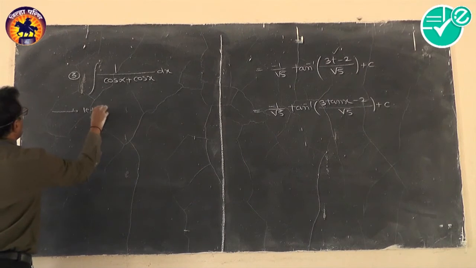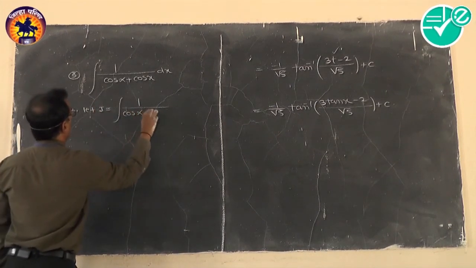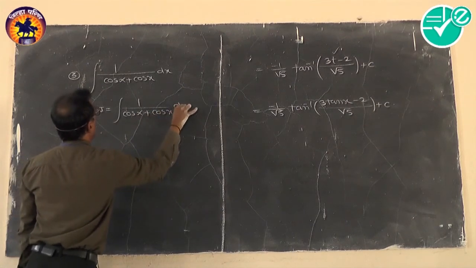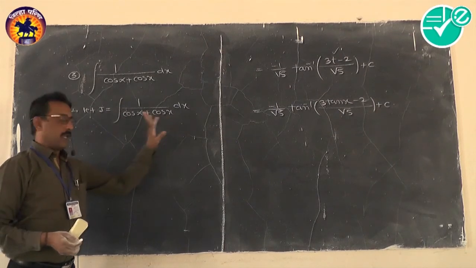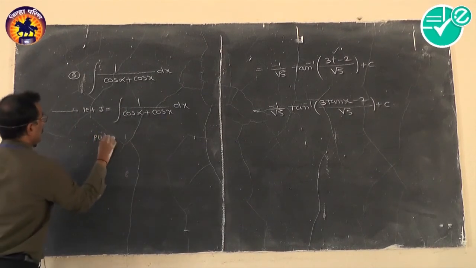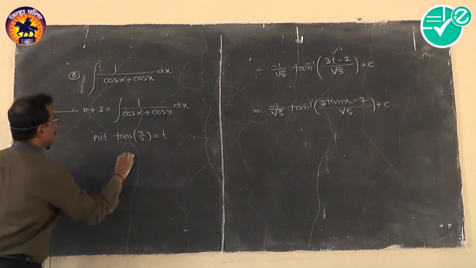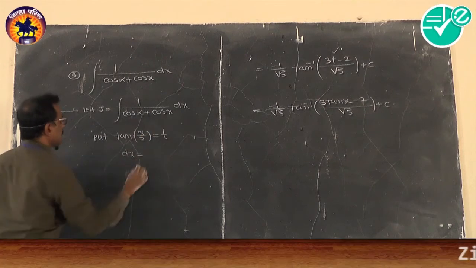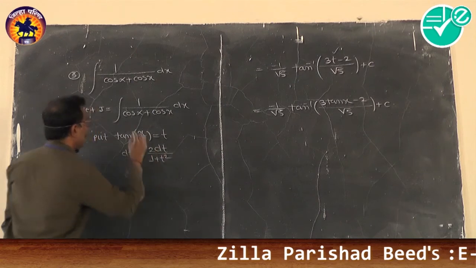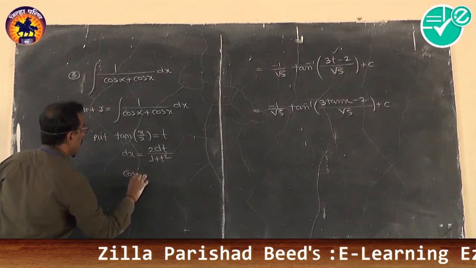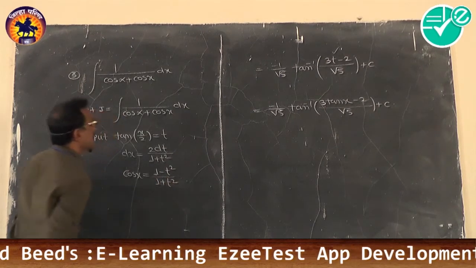Now we will continue like this. Let capital I is equal to integration of 1 upon cos alpha plus cos x, in that dx. Now I think this is a single angle. Single angle means your prime duty is like this: put tan x by 2 equal to t. What should be next? dx equal to, when single angle is there, we have to write double dt, that is 2 dt upon 1 plus t square, and this cos x is replaced by 1 minus t square upon 1 plus t square.